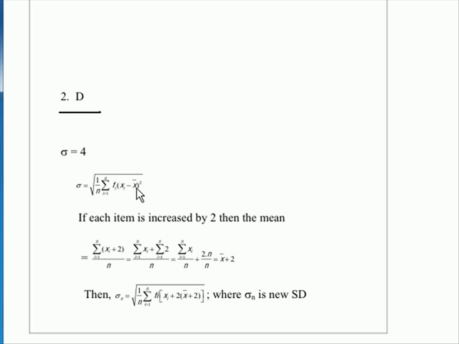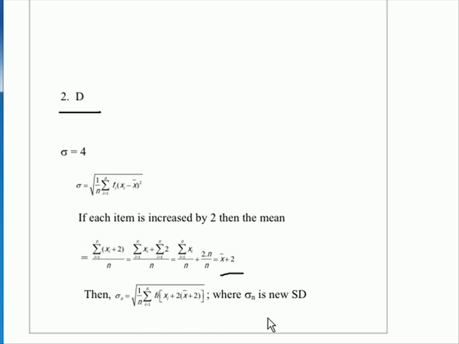And this is how you do it. So this is the standard deviation formula. The standard deviation is 4 initially, and if each item is increased by 2, then the mean is the original mean plus 2. So the mean goes up by 2 as well, as you can see here.